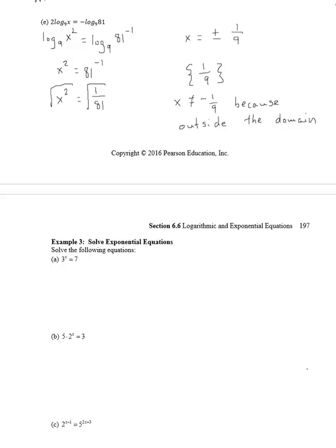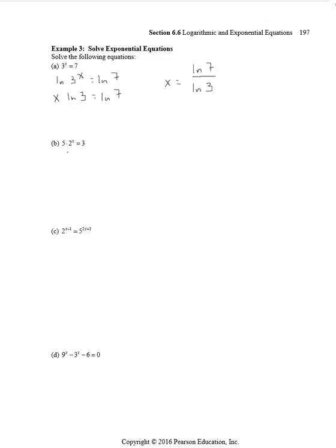Okay, and the last page. We have 3 to the x equals 7. So we can take the natural log of both sides and go from there. So the natural log of 3 to the x equals the natural log of 7. Using the rule for the exponents, we can bring the x down in front. So x times the natural log of 3 equals the natural log of 7. And then we just solve for x. So we get the natural log of 7 over the natural log of 3.